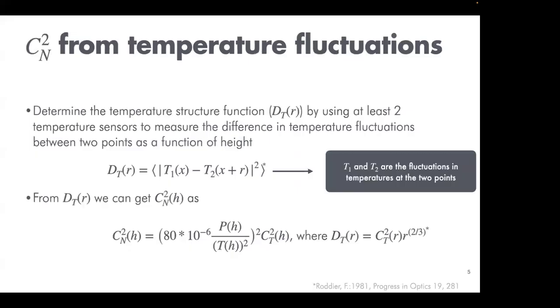So coming to CN square, it's basically the refractive index structure constant. It's a measure of the strength of turbulence and how it varies as a function of height. And one way to do it is to get to CN square from temperature fluctuations, where you measure the temperature structure function, which is DT of r. And in principle, you just need 2 temperature sensors to measure the fluctuations in temperature between 2 points that are separated by some distance. And then you need some mechanism to displace this as a function of height. And from DT, you can then get to CN square.